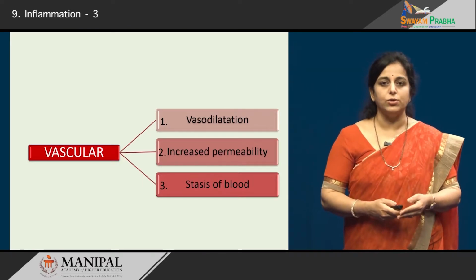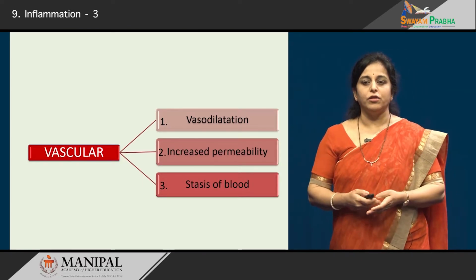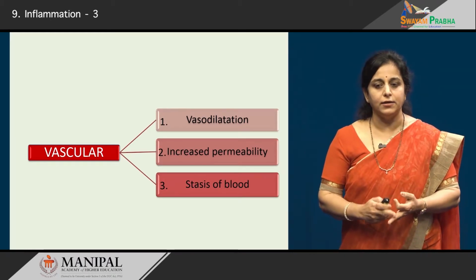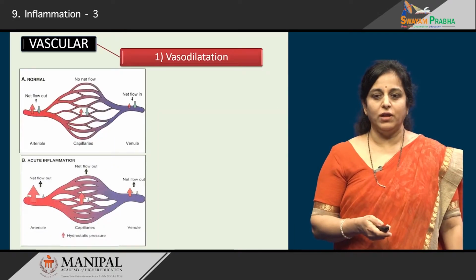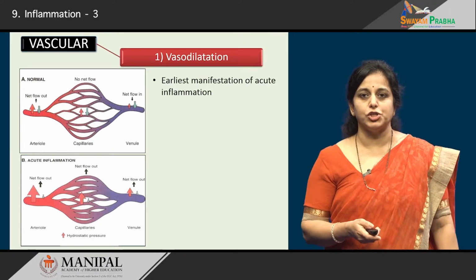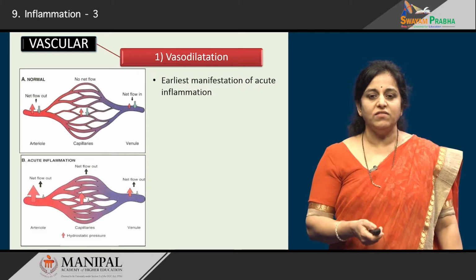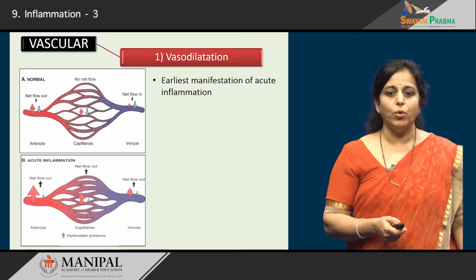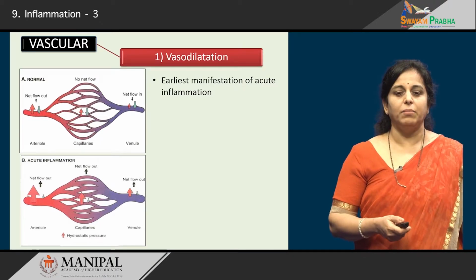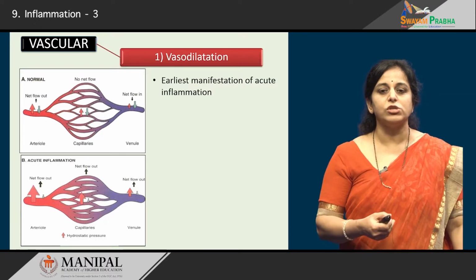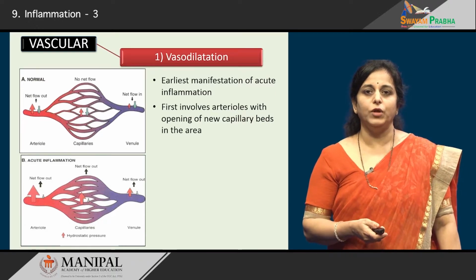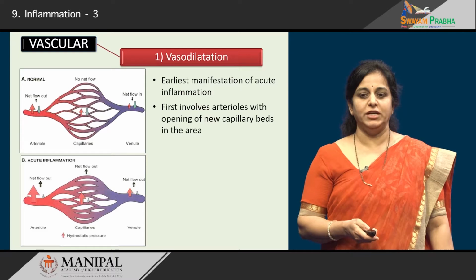Now, let us look at these vascular events a little more in detail. The first thing is vasodilatation, second increased vascular permeability, and third is the stasis. Among the vascular events, the first thing that happens is vasodilatation. It is the earliest manifestation of acute inflammation. If you can see these two pictures on the screen, the one above is the normal circulation. In acute inflammation, you can see that the blood vessels have dilated and there is also more sprouting of vascular channels. This happens first in arterioles with opening of new capillary beds in the area of inflammation.